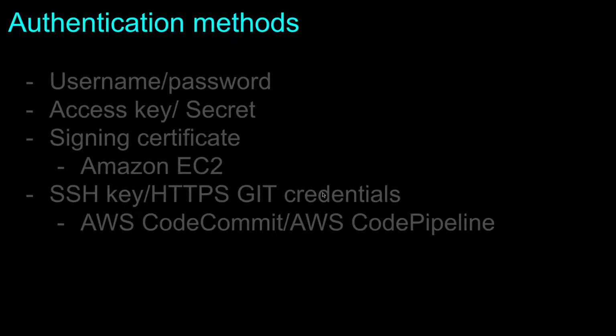Which is authentication methods. There are many ways you can access AWS. For example, you can use username and password, which is the usual way of accessing the AWS console. Otherwise you can use access key and secret, or sign-in certificate, and the fourth one is using SSH key. I'm going through a couple of them in the next demo.